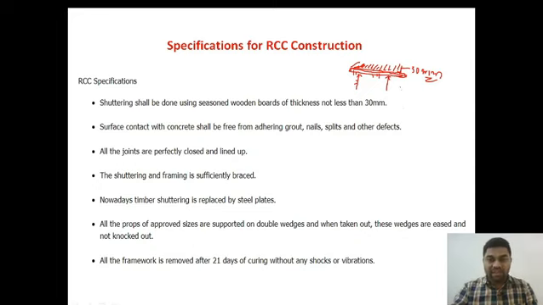All the joints are perfectly closed and lined up. As we know, we have different wooden panels which we join. Suppose this is our slab area. We will lay different wooden panels, and on these we will do the bar bending and place the RCC bars. So, all the joints of these wooden planks should be perfectly closed and properly lined up.